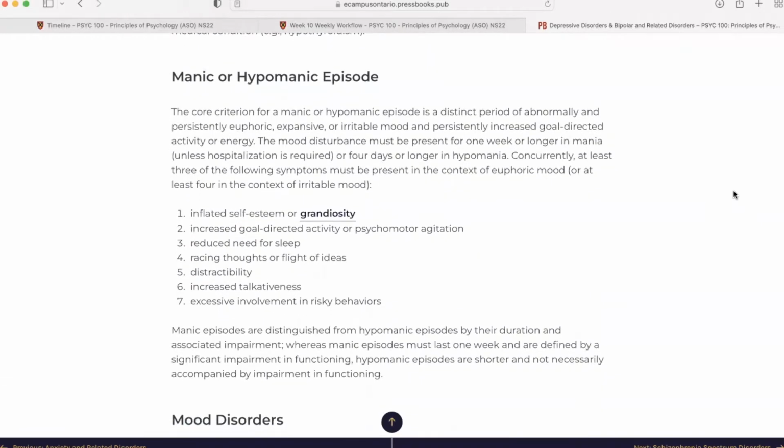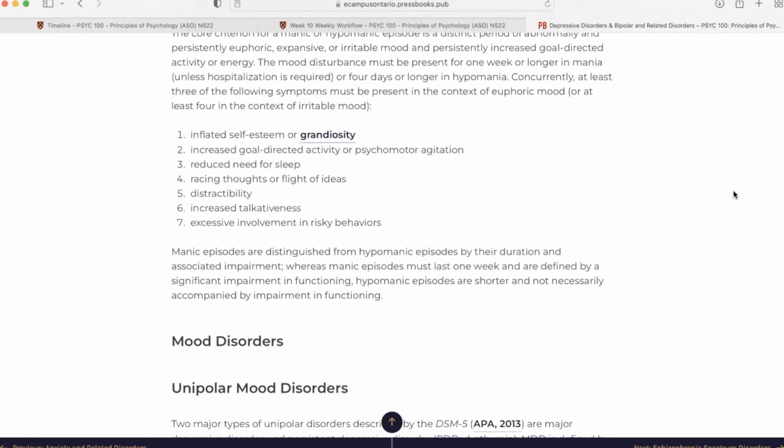Manic or hypomanic episode. The core criterion for a manic or hypomanic episode is a distinct period of abnormally and persistently euphoric, expansive, or irritable mood and persistently increased goal-directed activity or energy. The mood disturbance must be present for 1 week or longer in mania, unless hospitalization is required, or 4 days or longer in hypomania. Concurrently, at least 3 of the following symptoms must be present in the context of euphoric mood, or at least 4 in the context of irritable mood.